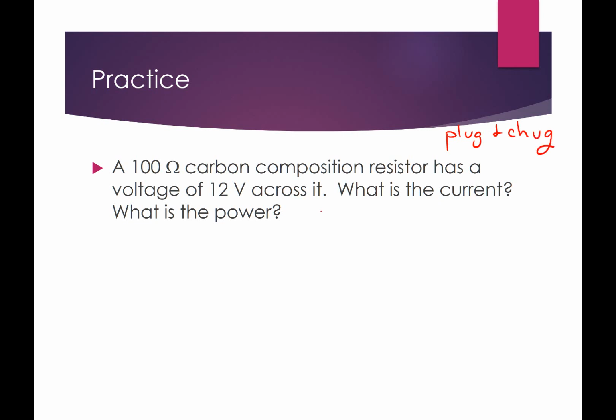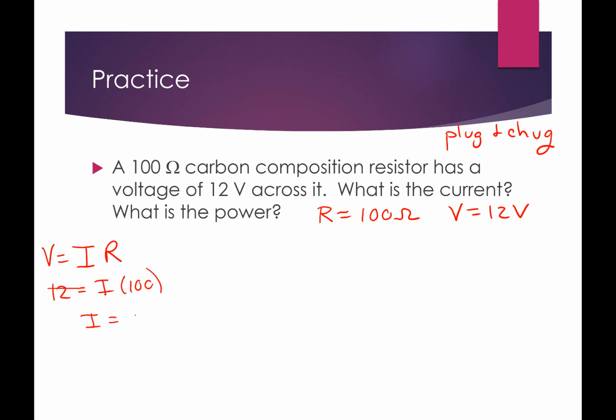Looking at this, we have that the resistance is equal to 100 ohms, and the voltage is equal to 12 volts. If we're looking for current, I have V equals IR. So 12 equals I times 100. So current must be 0.12 amps. Or if it makes you feel better, you can say 120 milliamps. But let's leave it in amps.